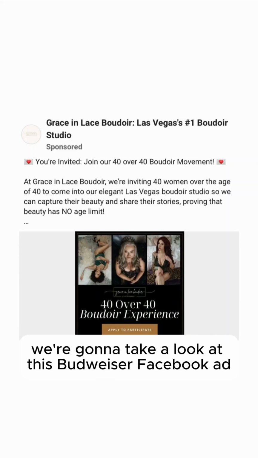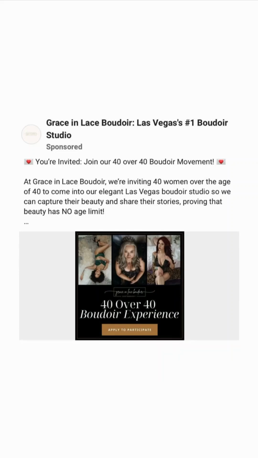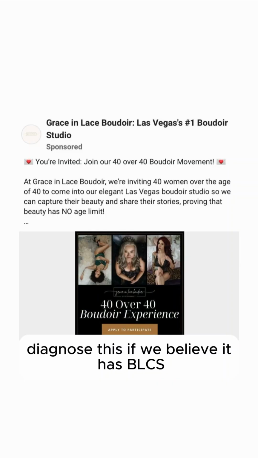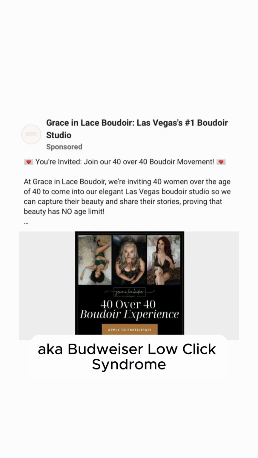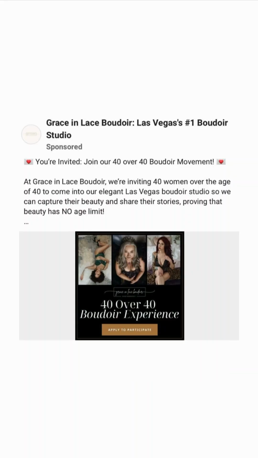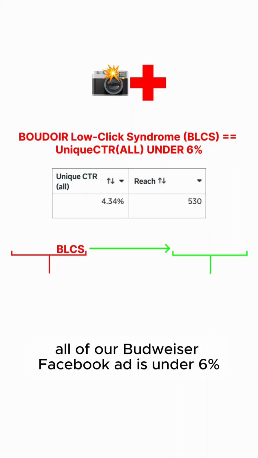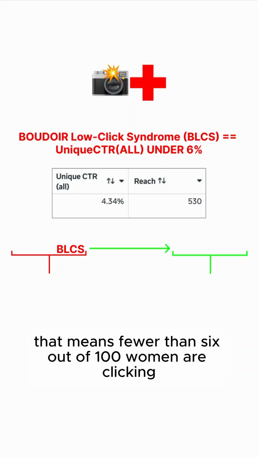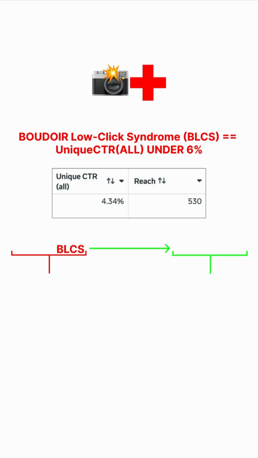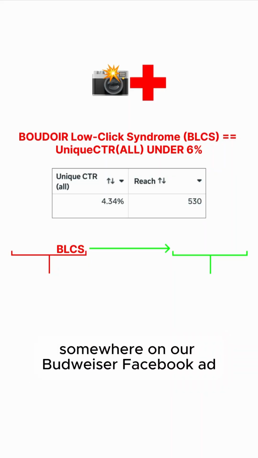All right, y'all, we're going to take a look at this Boudoir Facebook ad and diagnose it, to see if we believe it has BLCS, aka Boudoir low click syndrome. Boudoir low click syndrome, aka BLCS, is when the unique CTR on our Boudoir Facebook ad is under 6%. That means fewer than 6 out of 100 women are clicking somewhere on our Boudoir Facebook ad.